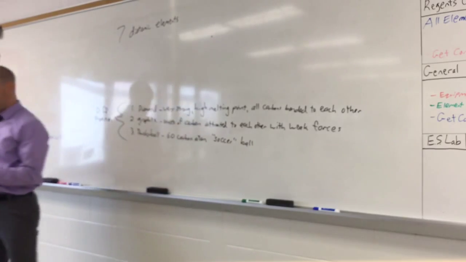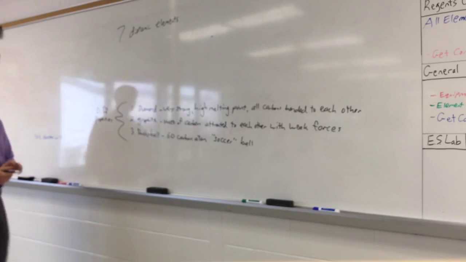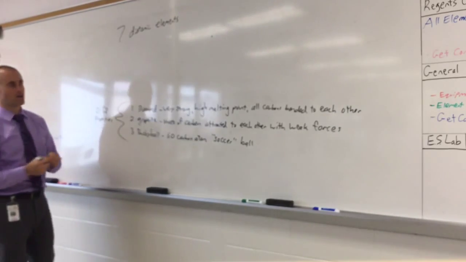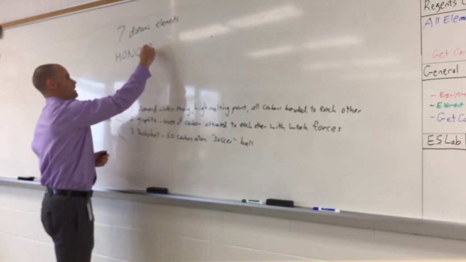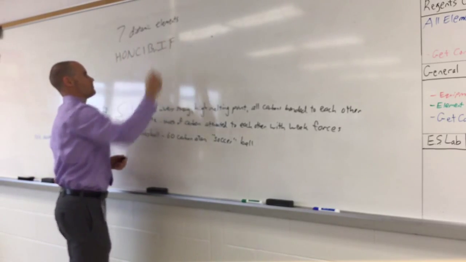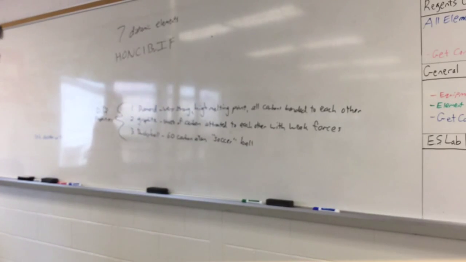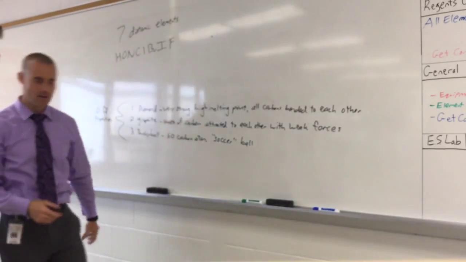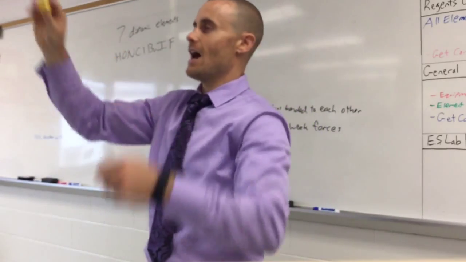The 7 diatomic. There are 7 elements on the periodic table that exist in pairs. They're like twins. And I call them Honkelbrief. H-O-N-C-L-B-R-I-N-F. Honkelbrief. It's a little acronym. Hydrogen, oxygen, nitrogen, chlorine, bromine, iodine, and fluorine all exist like this. Pairs. Each little ball is an atom.